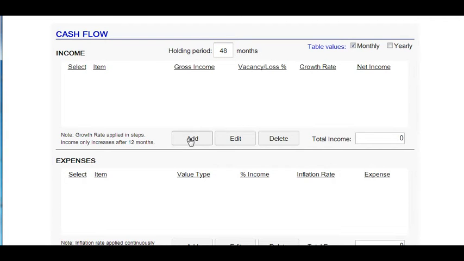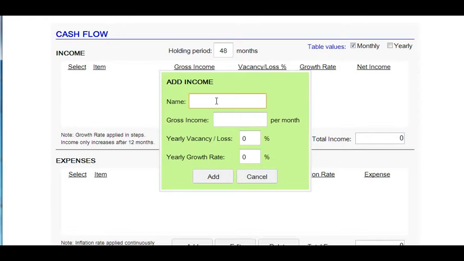Alright, let's add some income. Let's add our 4 units. We'll just call it unit 1. We're making this up, so say 50, and based upon our research, let's say about 1% a year average on vacancy loss and growth rate, let's say 3.